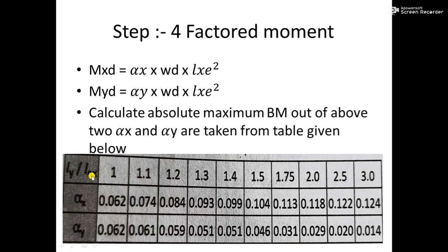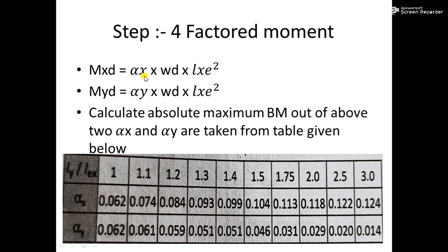Here alpha x and alpha y are the bending moment coefficients, and these are taken by the Ly by Lx ratio. If Ly by Lx ratio is 1, then alpha x is 0.062 and alpha y 0.062. If Ly upon Lx ratio is 1.1, then alpha x is taken as 0.074, alpha y 0.061. This table is given in the problem, or directly alpha x and alpha y values are given in the problem.